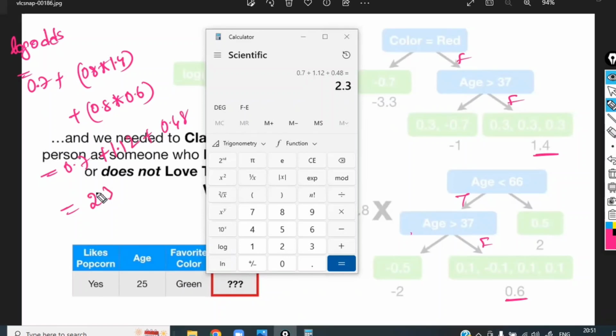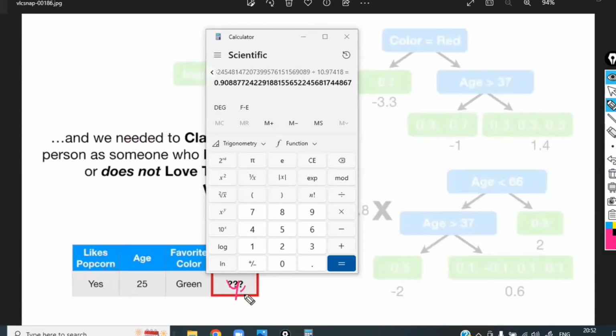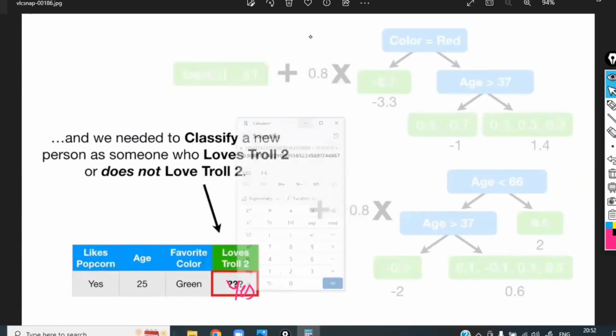Using the log of odds, what do we have to predict? Probability. e to the power of 2.3 divided by 1 plus e to the power of 2.3. So let us open e to the power of 2.3, which is 9.97, divided by 10.97418, and I have got 0.9 as the probability. Since 0.9 is greater than 0.5, that person is going to love the movie. Yes, the answer is yes. In this way, we are going to predict for the new data.